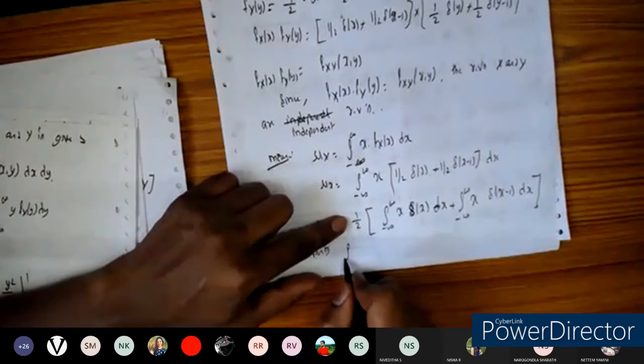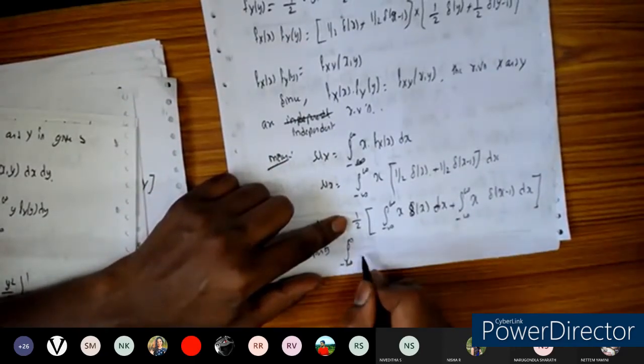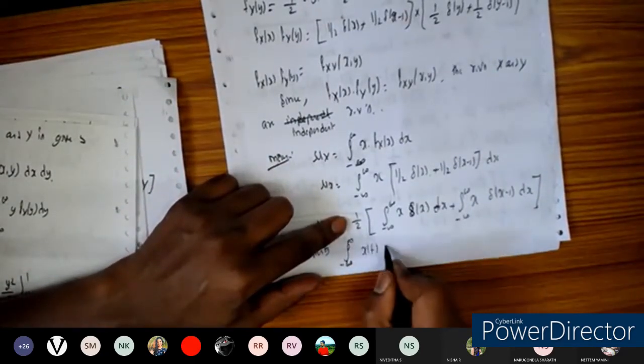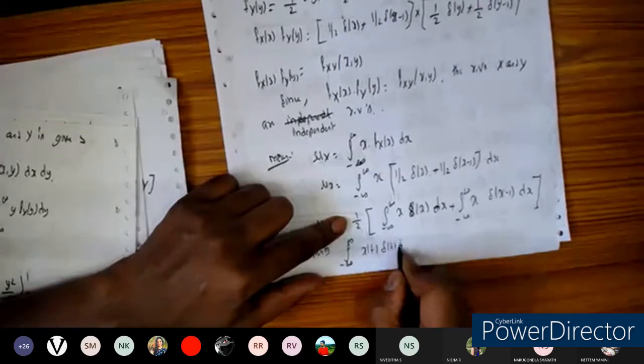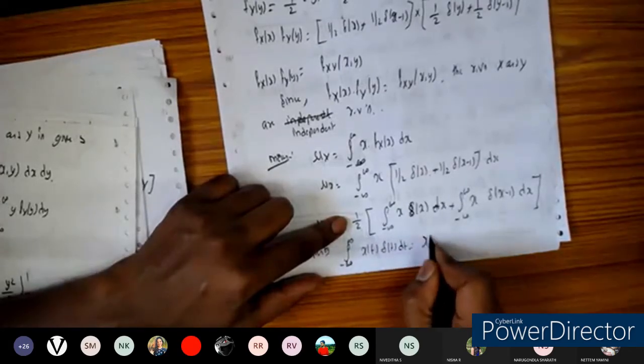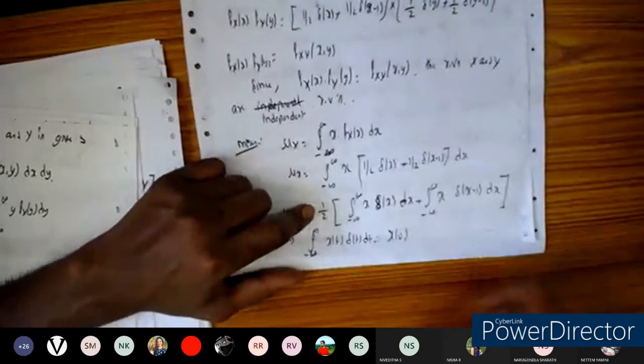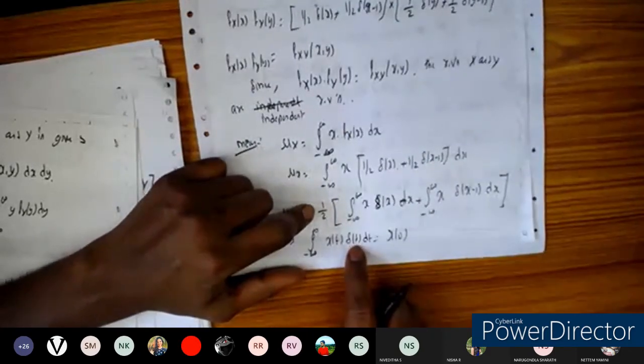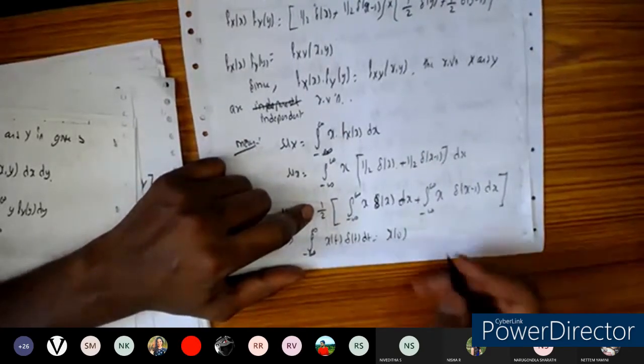Okay, so it is the integral from minus infinity to plus infinity. If it is x of t into delta of t into dt, this will become x of 0. Delta of t is defined at t is equal to 0, that's why x of 0 will come here.